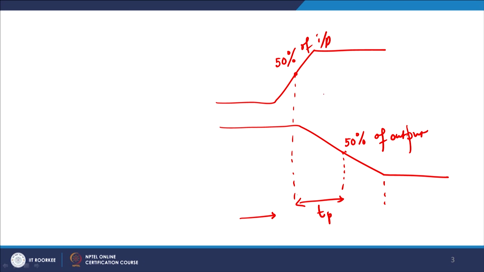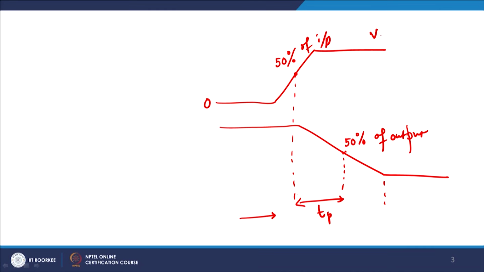In this case, tP, from 50% of the input rise to 50% of the output fall, is defined as my propagation delay. Since it is 50%, I can safely assume in the voltage domain, where it was 0 and this is VDD, that this point is effectively VDD by 2. So if this is VDD and this is 0, this is VDD by 2.